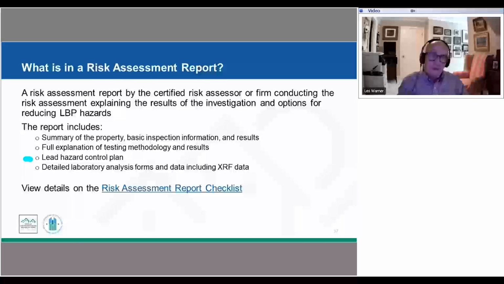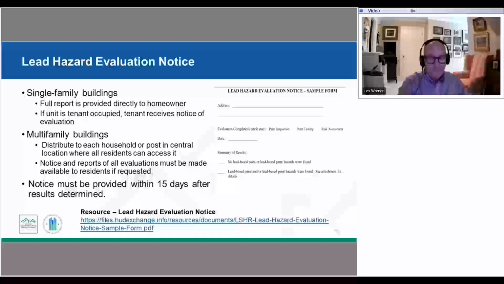That becomes part of this: where are our lead hazards, and then determining what our lead hazard control plan is going to be, which will eventually translate into a scope of work when we're hiring someone to make those corrections for us. There is a risk assessment report checklist, which would be helpful to make sure that all of the required elements that need to be included in that risk assessment report are in place. So I would just reference you to that resource.